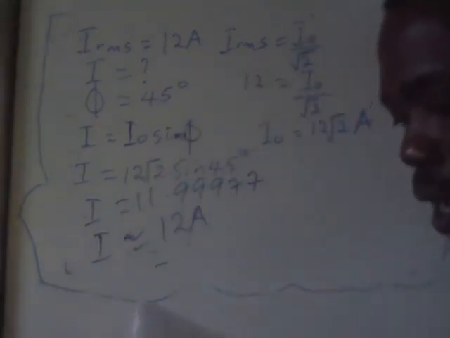All right. Now number 40. A capacitor is connected across a 120 volt RMS, 50 hertz AC source. If the capacitive reactance is 100 ohms, calculate its capacitance.